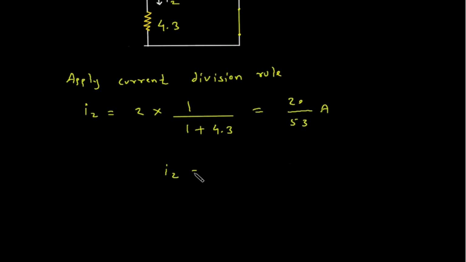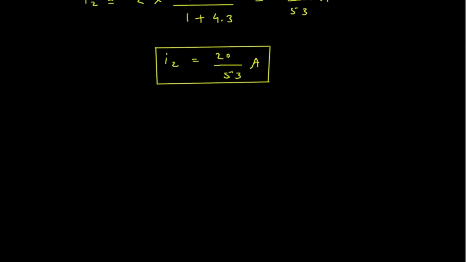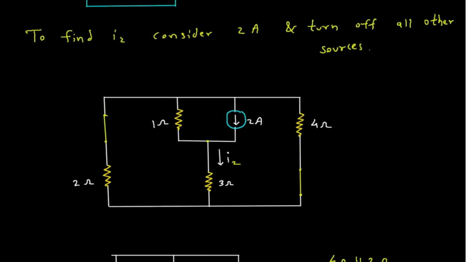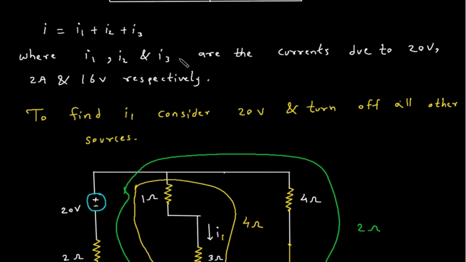This is the value of I2, 20 by 53 ampere. Next we have to find I3. So to find I3, we will consider this 16 volt voltage source.